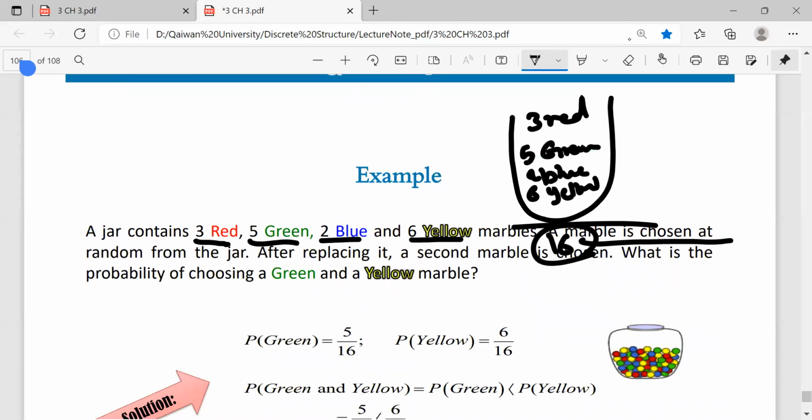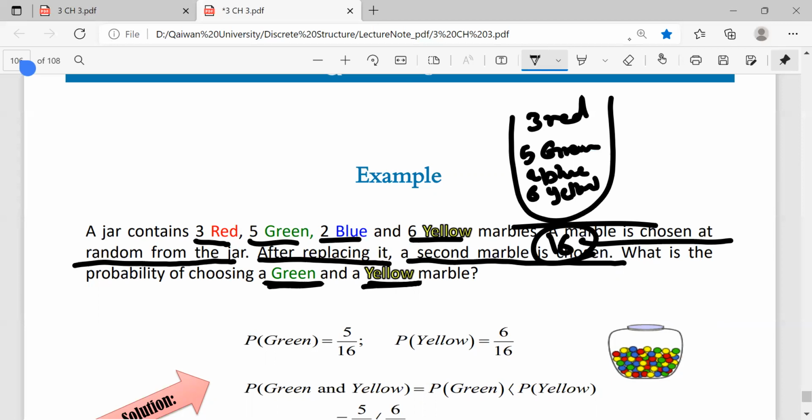It says a marble is chosen at random from the jar. We just choose a marble from the jar. After replacing it, we return it. Then a second marble is chosen. We take another marble. What's the probability of choosing a green and a yellow marble? So what's the probability of green? How many greens do we have? It is 5 over 16. This is the probability of taking a green one.